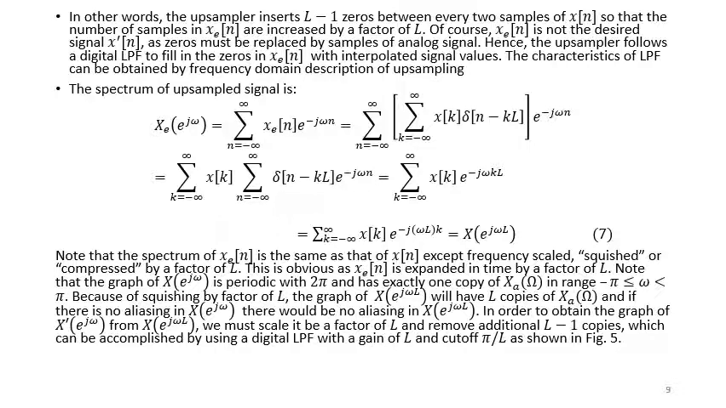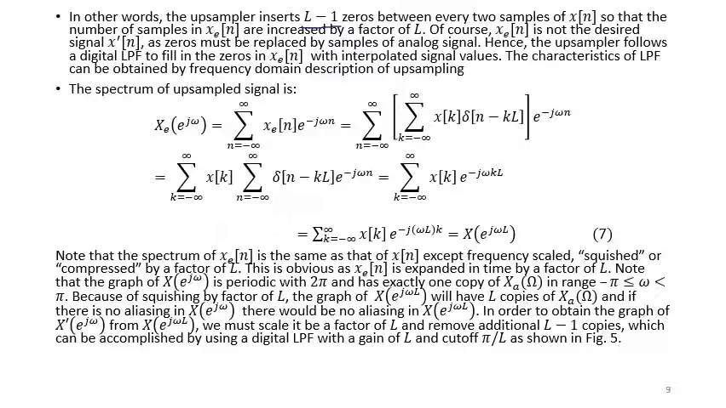In other words, the upsampler inserts L minus 1 zeros between every 2 successive samples, so that the number of samples in x e of n is increased by a factor of L. That's what we have done numerically on the previous slide. Of course, x e of n is not the desired signal, as zeros must be replaced by samples of the analog signal. Hence the upsampler is followed by a digital low pass filter to fill in the zeros.